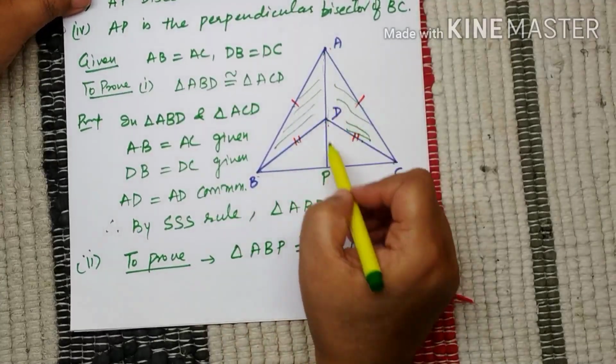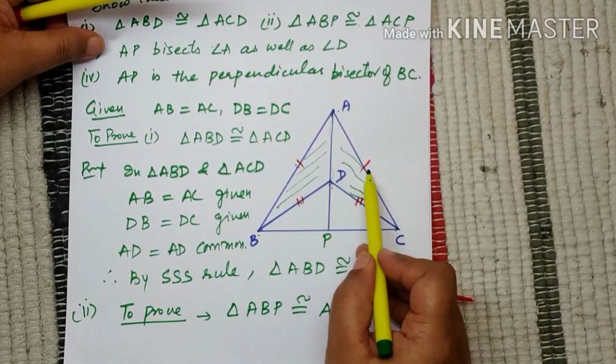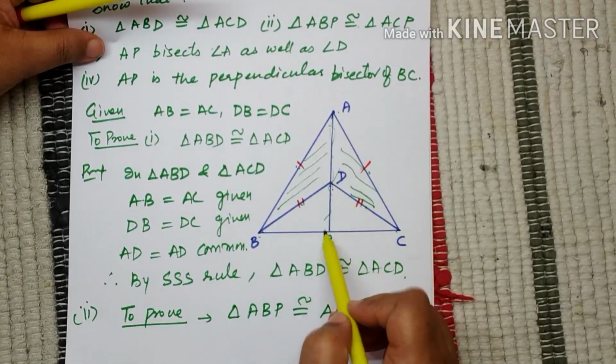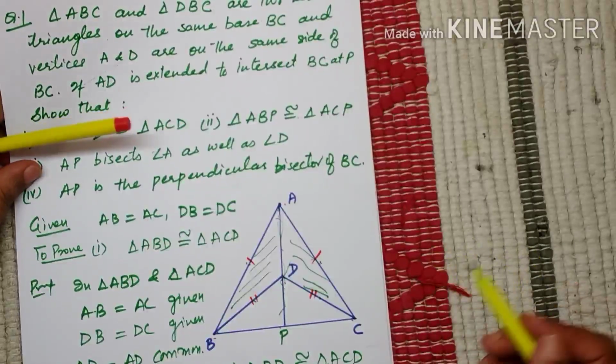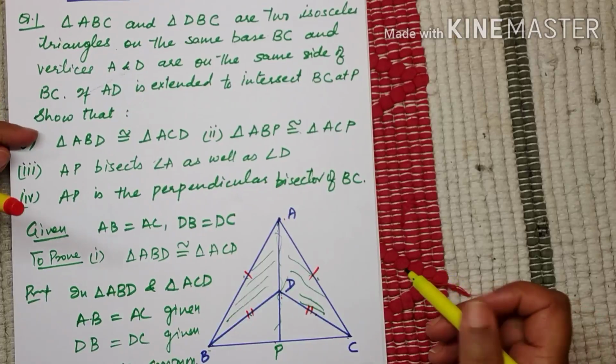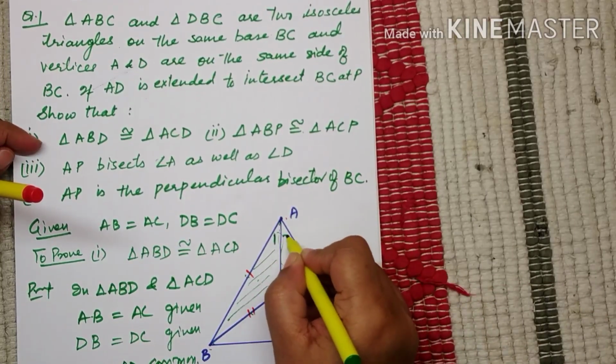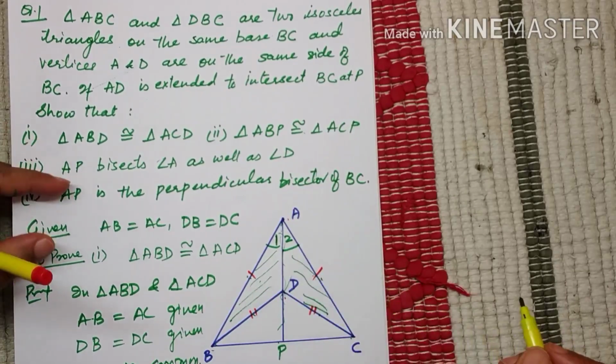That means I need to prove the bigger triangles congruent. Bigger triangles, you can see these sides equal and this side is common. I need to look for one more thing. We have already proved these two triangles congruent, so can I write these angles equal? Yes, we will use this.